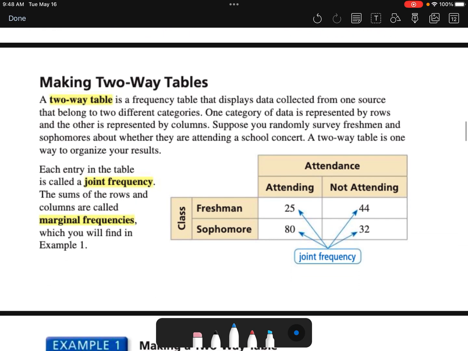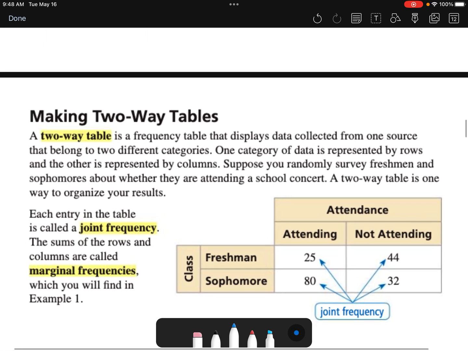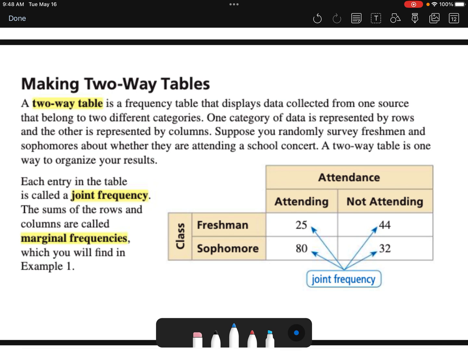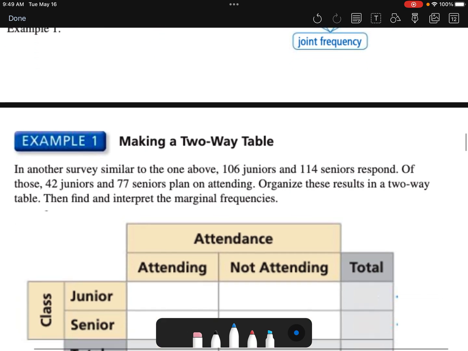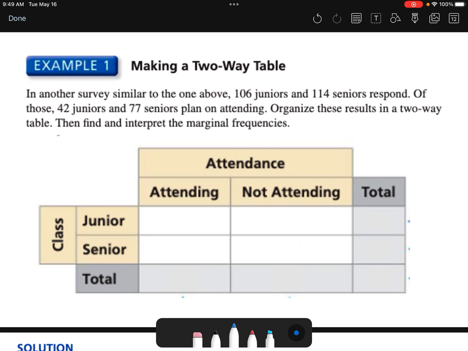So finishing up on your front page there, a two-way table, or frequency table, displays data collected from one source that belong to two categories. One category is represented by rows and the other one is represented by columns. So the rows here is the class and the attendance is the columns. Each entry in the table is called a joint frequency. The sums of the rows and columns are called marginal frequencies, which we're going to find right here in example 1. So if you turn the page, let's just talk about this table.